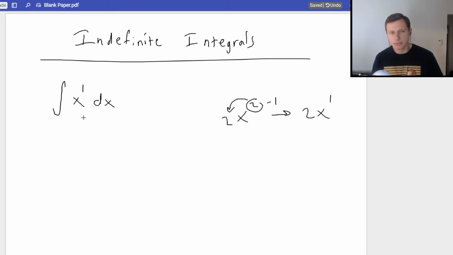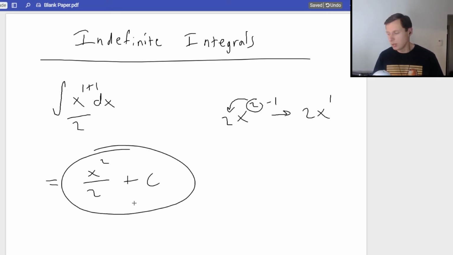Notice this is x to the first power, right? So I just need to do the opposite of what I would do for a derivative. So I'm going to add 1 to the power and then divide by that power. So divide by 2 instead of multiply, divide with integrals. So this will become x squared divided by 2. And then at the end of any indefinite integral, we always need to put plus c. Where does that plus c come from? Let's talk about that.